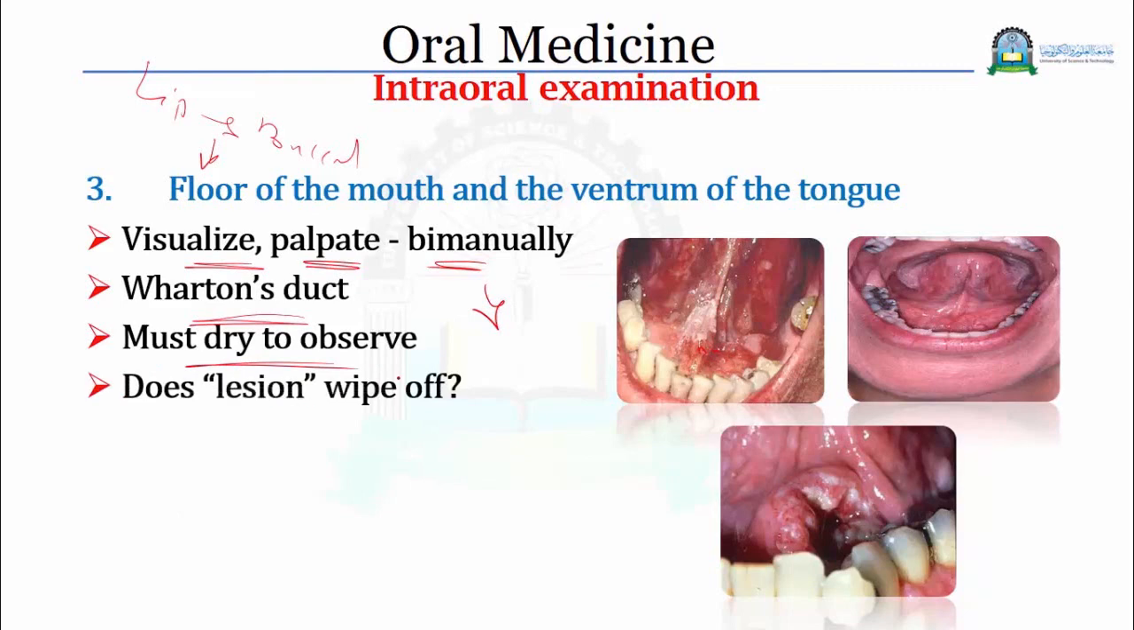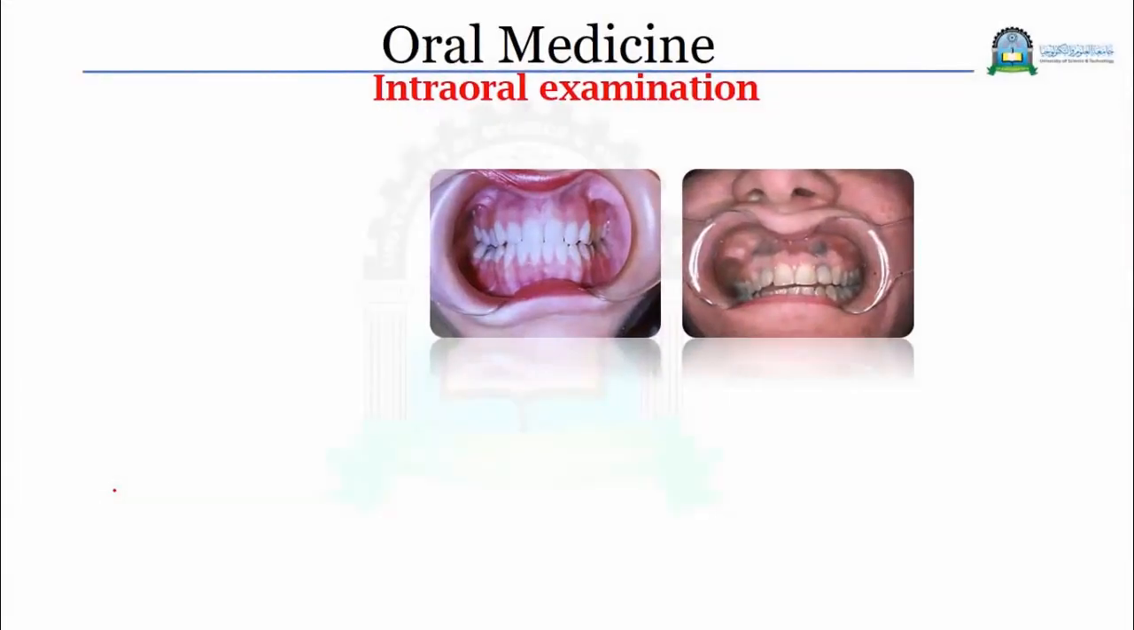If there is a white lesion, can this lesion be wiped off, rubbed off, or not? This differentiates these lesions from other lesions. If the lesion can be rubbed off, it might be candidiasis or whatever. If the lesion cannot be removed, cannot be wiped off, it might be leukoplakia or another white lesion.